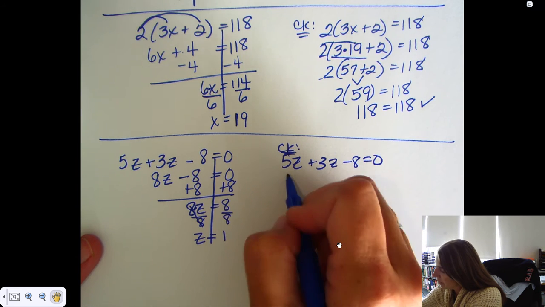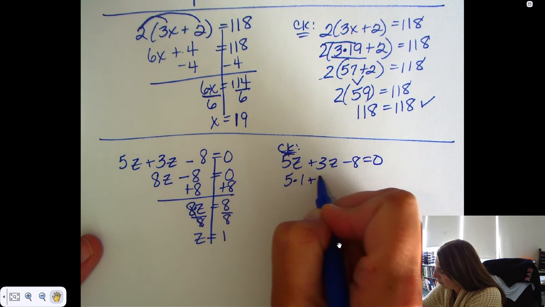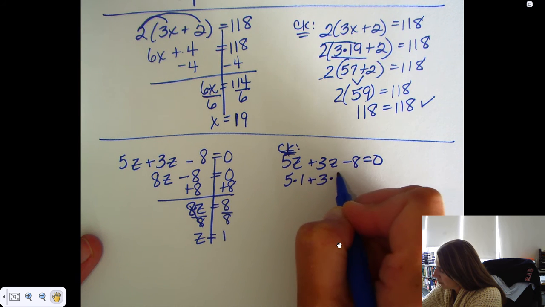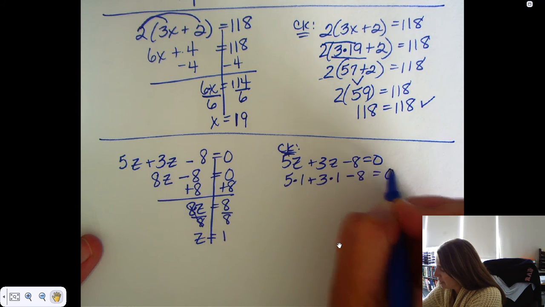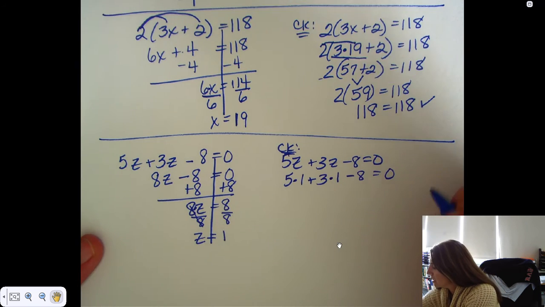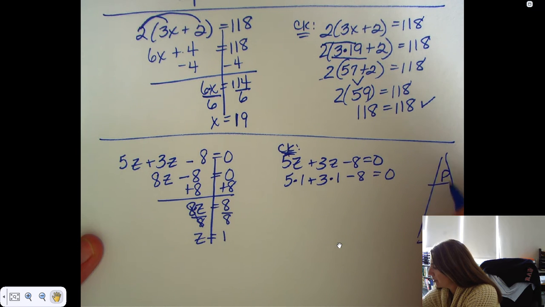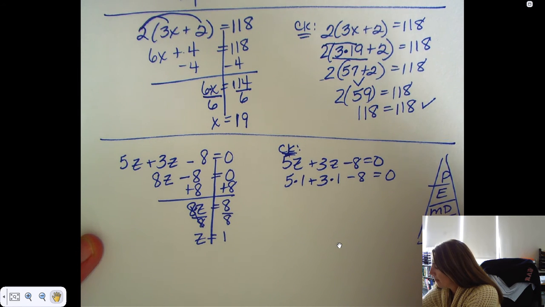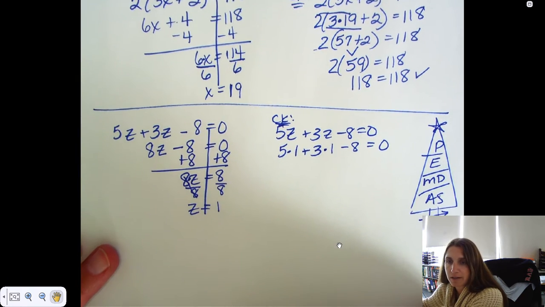We plug in 1 everywhere we see a z. So 5 times 1 plus 3 times 1 minus 8 equals 0. Again, I must use that PEMDAS, that order of operations. This is my PEMDAS tree. There she is.